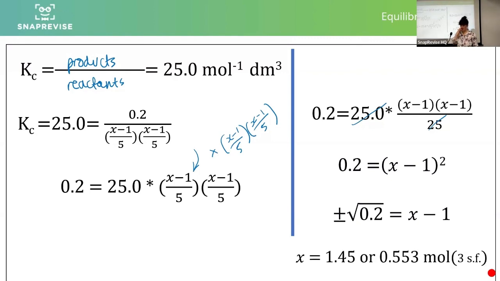And it should be these 2 moles. One of these two. Again, if we go back to the question, it said the initial moles have to be more than 1. So I can discount that answer, and I know my answer must be x is equal to 1.45 to 3 significant figures. Not an easy question, that one.